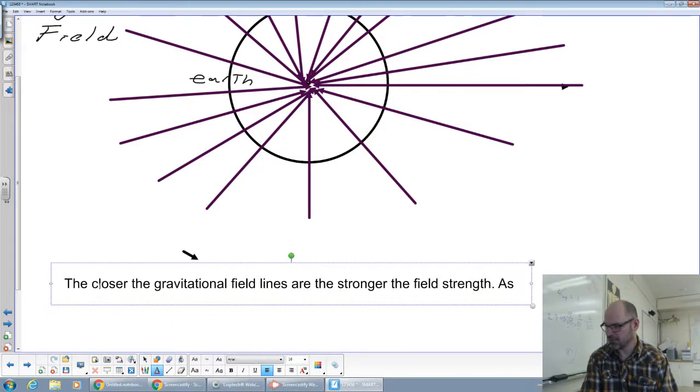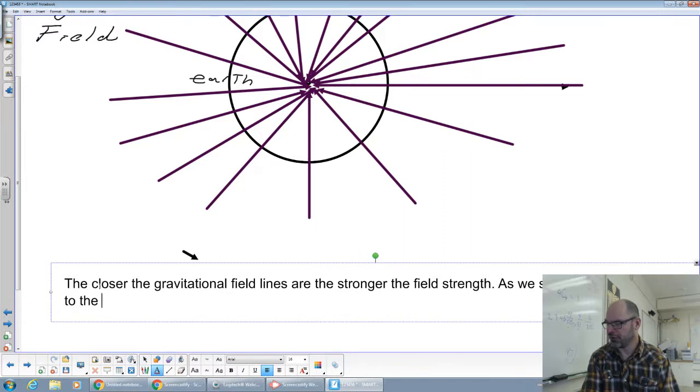As we see, the closer you get to the center of the Earth, the stronger the field. I guess we should say the gravitational field.